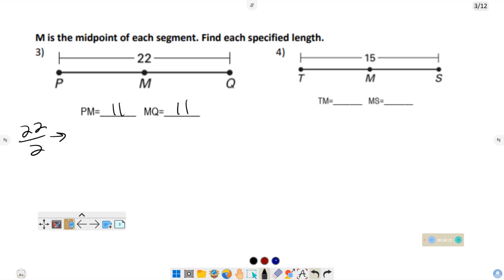Okay, so now, let's see if this is 15. That sounded like Elmo, didn't it? All right. So 15 divided by 2 is 7.5.